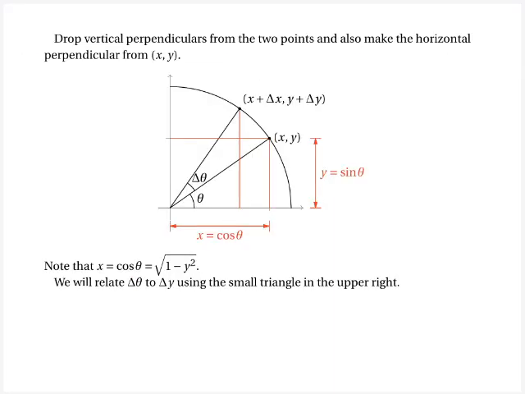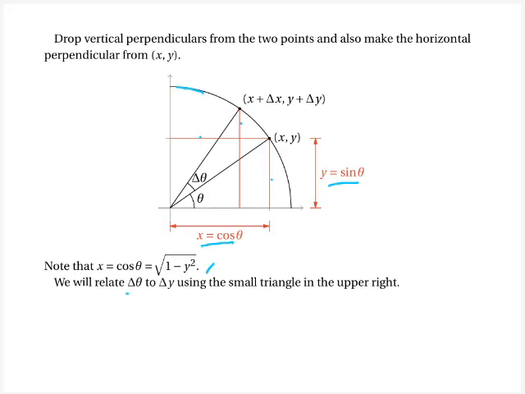So here we go. This is the picture from the previous page, except some things have changed from red to black. I dropped a perpendicular here, I dropped a perpendicular here, and I also put in a horizontal there. I'm recognizing the relationships. This is, of course, a unit circle. So we have x equals cosine theta and y equals sine theta. And I'm going to need it in a couple minutes, so note that x is the square root of 1 minus y squared.